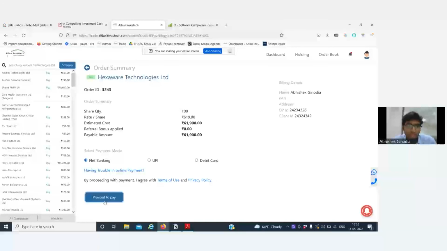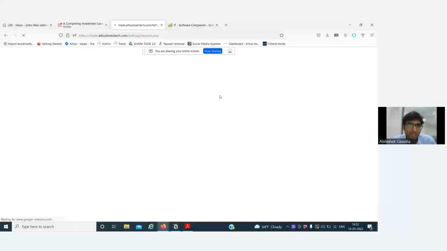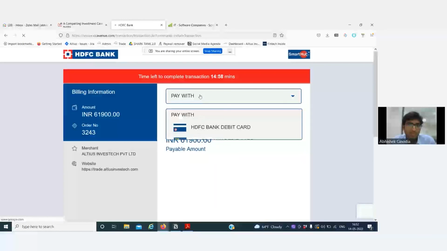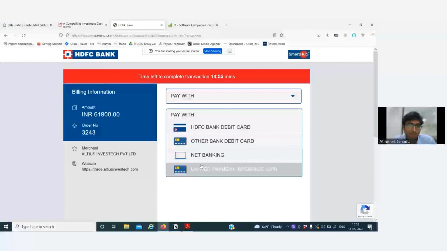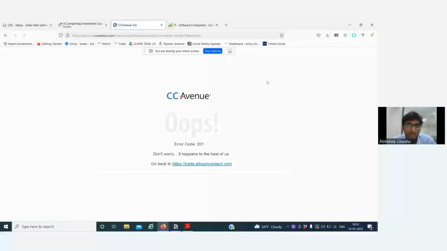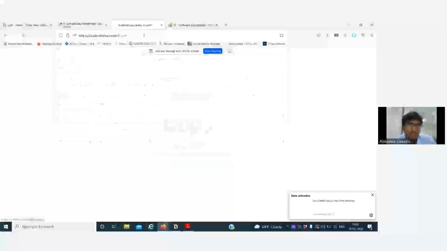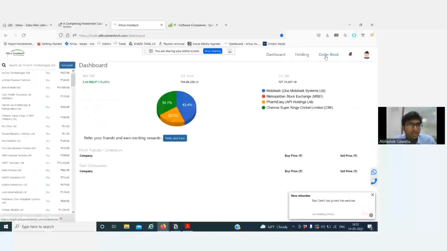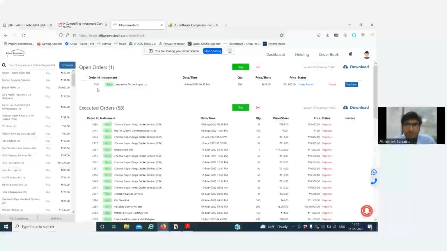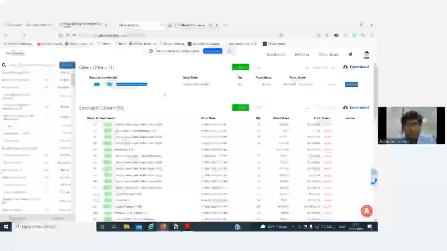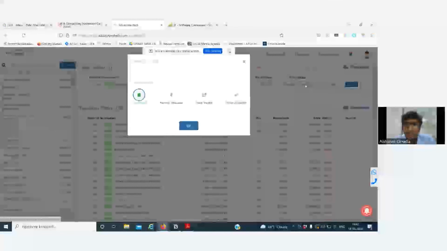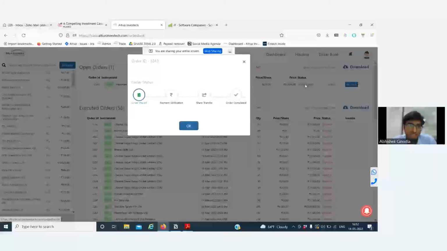Once you proceed to pay, it takes you to a payment gateway wherein you can decide what you want to pay with. You can pay via debit card, net banking, or UPI. Once you make the payment, you get the transaction details in your order book. Sorry, let me get back to the sheet. Yes, so if you see, Hexaware Technologies has come as an order here, and it shows that the order has been placed. Once you complete the payment, the shares generally get transferred to your account within a 24-hour span.